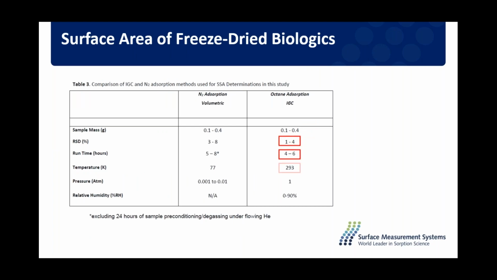And just to show the comparison, sample weights were about the same, between 100 and 400 milligrams. RSDs were 3 to 8 for nitrogen, 1 to 4 for IGC. Runtime was 4 to 6 hours, where the nitrogen was 5 to 8 plus the 24-hour preconditioning time. Temperature was at 25 degrees C as opposed to 77 Kelvin. This was done at atmospheric pressure, where these are under vacuum.